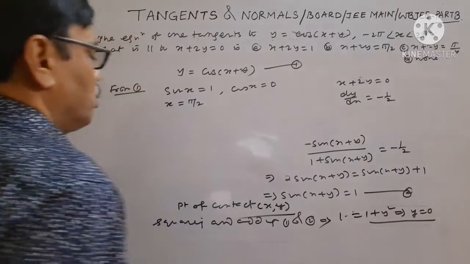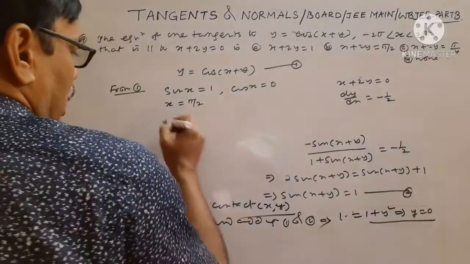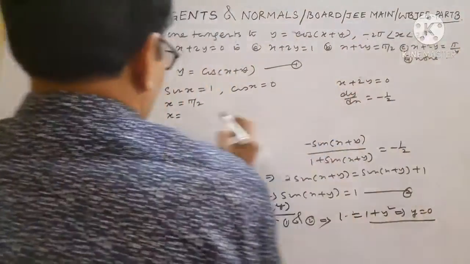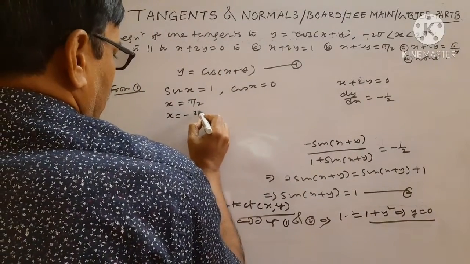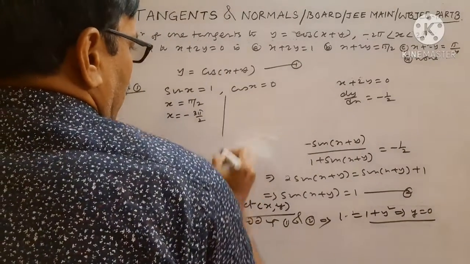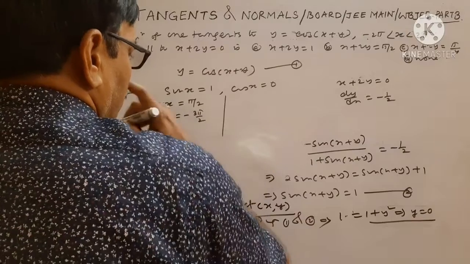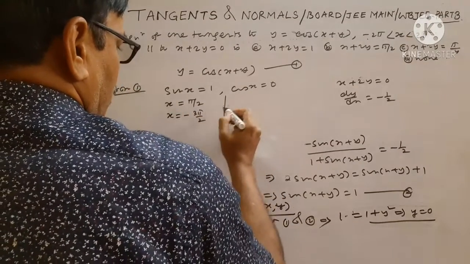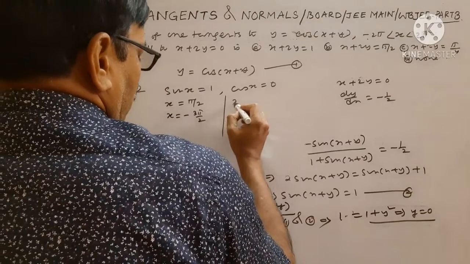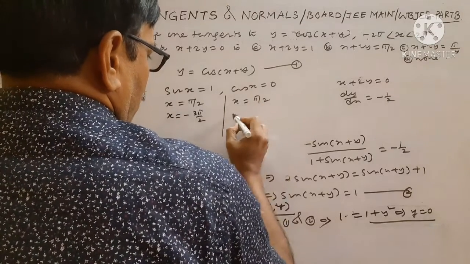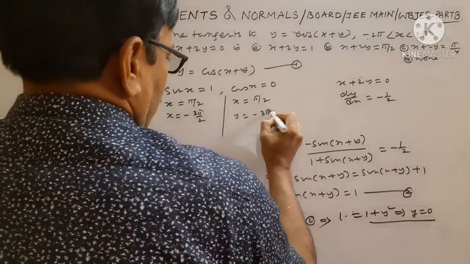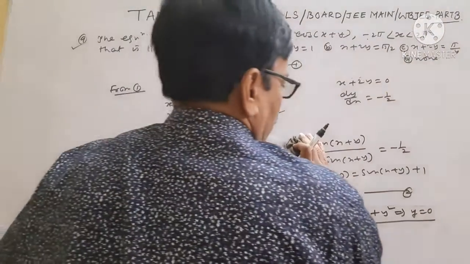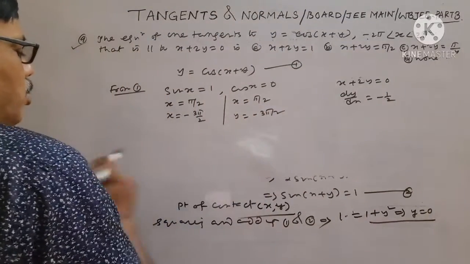x equals pi by 2, and in this interval, x equals minus 3 pi by 2, where cos x equals 0. So look, cos x equals 0. So here also x equals pi by 2 and minus 3 pi by 2. So in this interval, we get the points of contact.